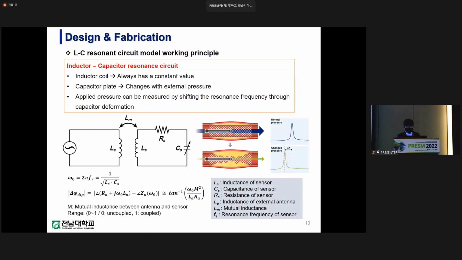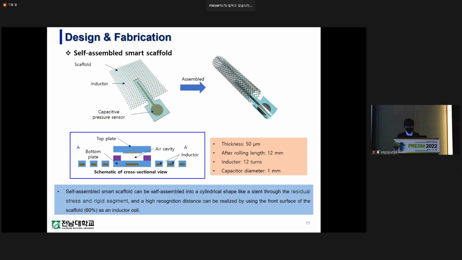The schematic shows the working principle of the proposed LC circuit. The inductor coil always has a constant value, and as the capacitor plate deforms according to pressure, the resonance frequency shifts. The self-assembled smart scaffold has the following shape in the plane, and is assembled in a cylindrical shape due to the geometrical difference between the residual stress and the structure after the sacrificial layer is removed.